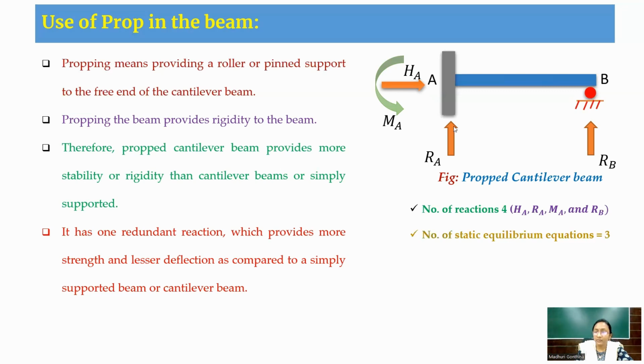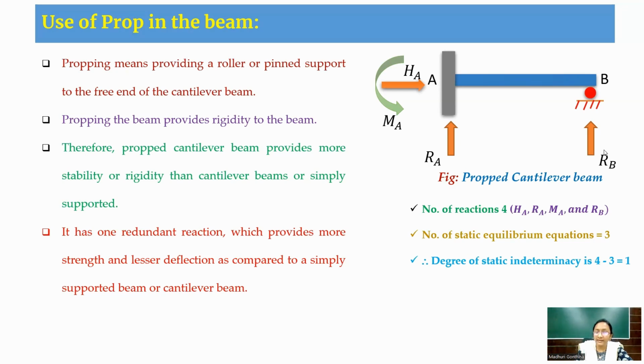Therefore the static equilibrium conditions here are three only, that is sigma Fx = 0, sigma Fy = 0 and moment about xy = 0. Therefore the degree of indeterminacy is the number of unknown reactions minus the number of static equilibrium conditions. So that is 1. So the proper cantilever beam is redundant, indeterminate to 1 degree. That 1 is your redundant force, so you can call this RB a redundant reaction.